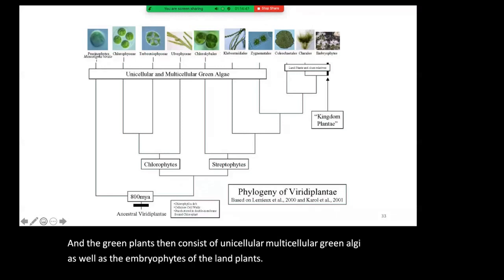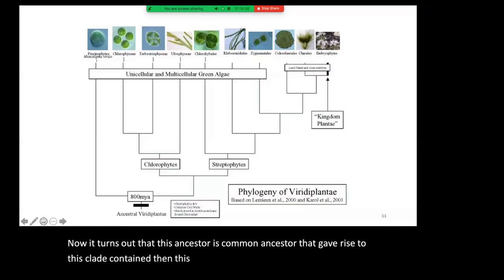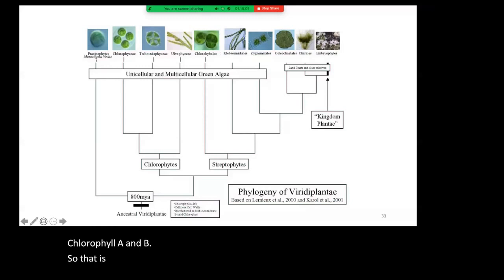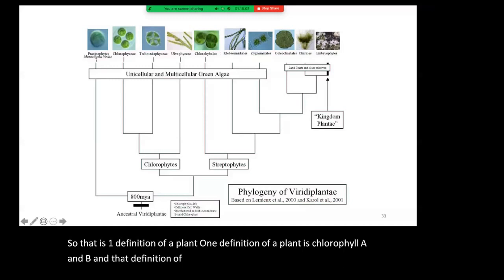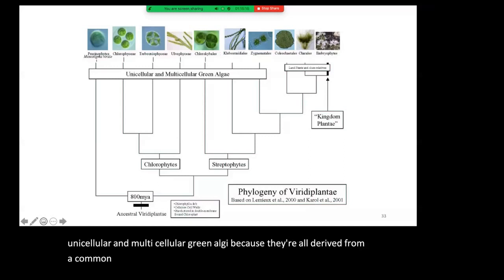Now, it turns out that this common ancestor that gave rise to this clade contained this very unique synapomorphy of chlorophyll a and b. So that is one definition of a plant. One definition of a plant is chlorophyll a and b, and that definition includes the embryophytes and the unicellular and multicellular green algae, because they're all derived from a common ancestor that had this one trait, chlorophyll a and b, okay?